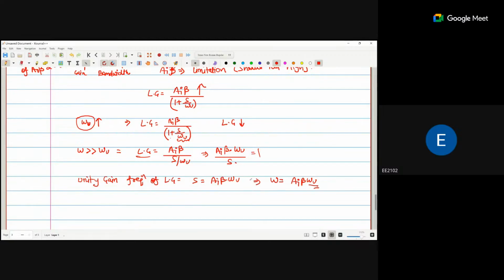Next topic. Should I draw the Bode plot of this one also? Omega u will be the unity gain frequency, and the 3 dB bandwidth of the loop gain will be omega u.